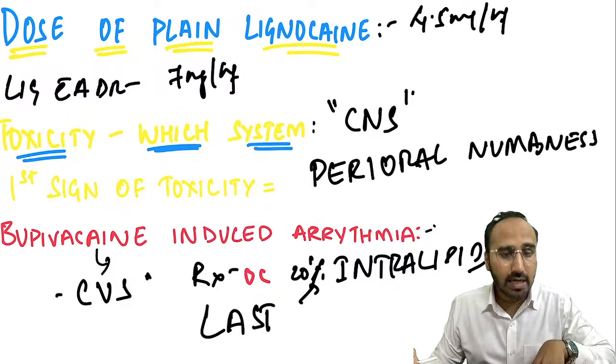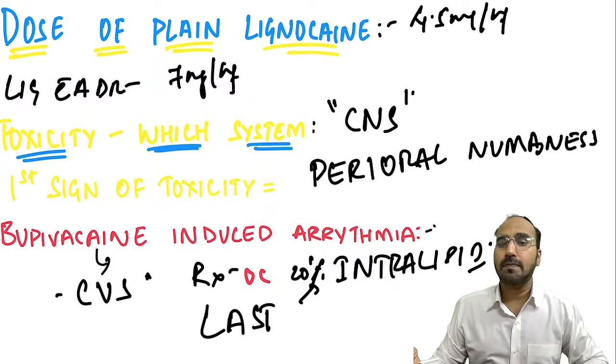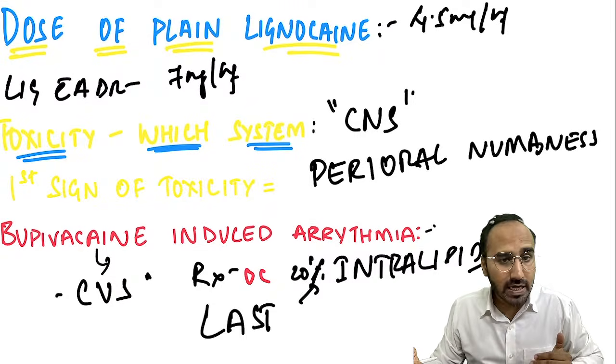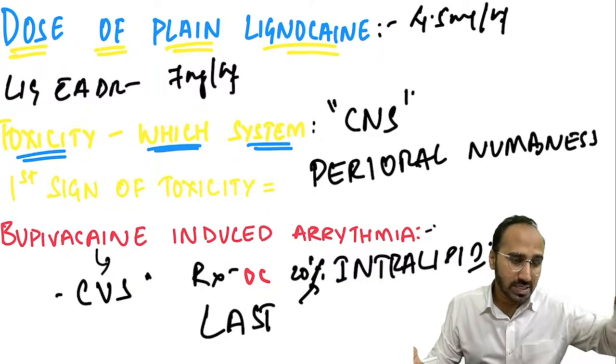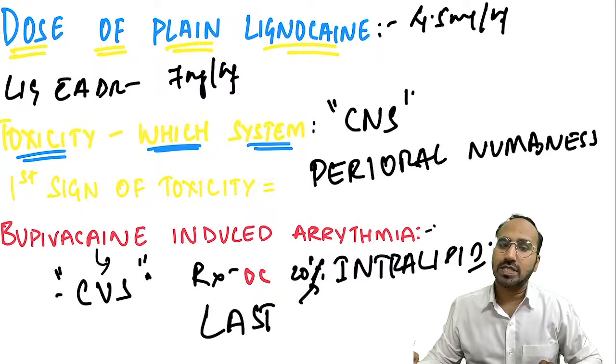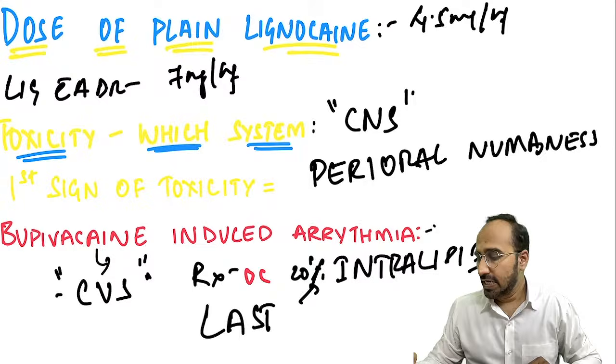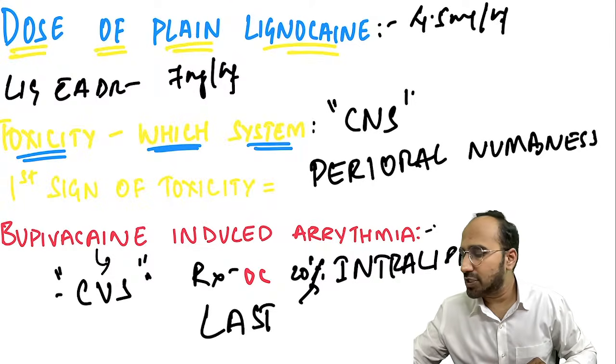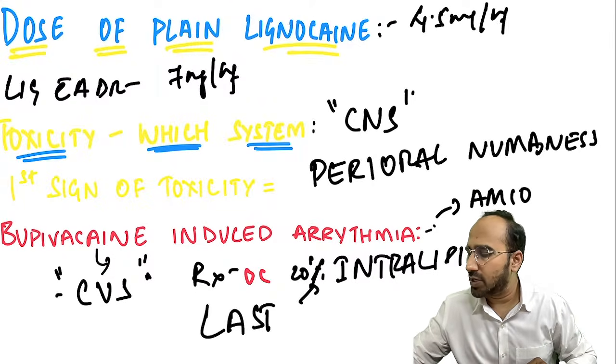But if at all you have not used lignocaine, you have given bupivacaine, then what will bupivacaine do? Remember, lignocaine will cause CNS toxicity. Bupivacaine always causes cardiovascular toxicity leading to arrhythmias, right? So if at all the patient has arrhythmias due to bupivacaine toxicity, you can give amiodarone.